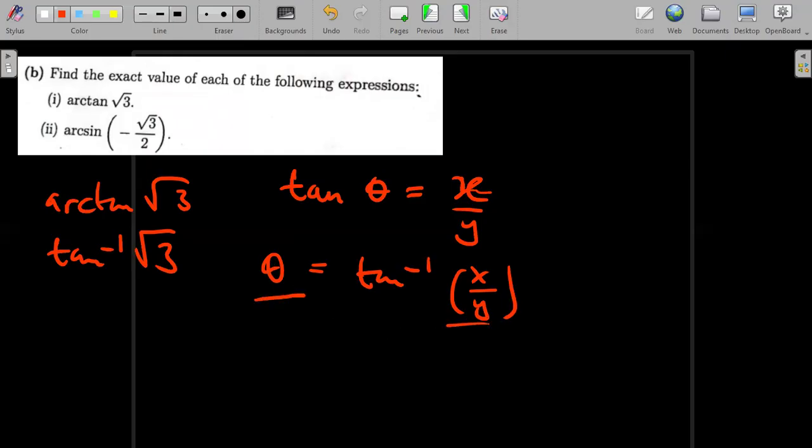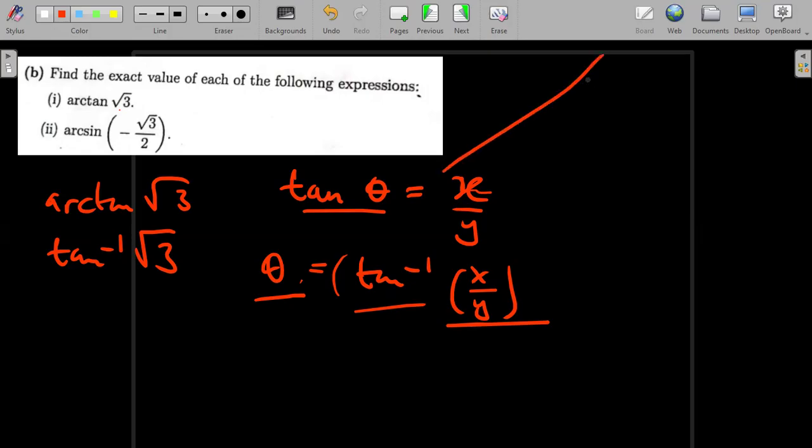Now they've given us this part, and they've indicated that it's arctan, which is just tan inverse. So we must find the angle. To find the angle, we must find tan of that angle. To get that, we have to use special triangles in this case, because they're involving root 3, and as you can see, the next one is root 3 over 2. This is just a special triangle.